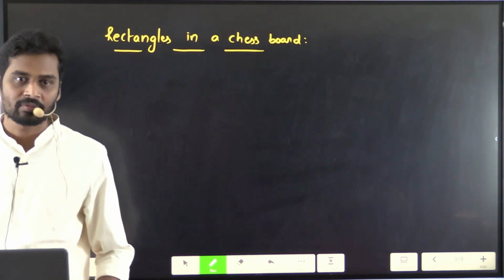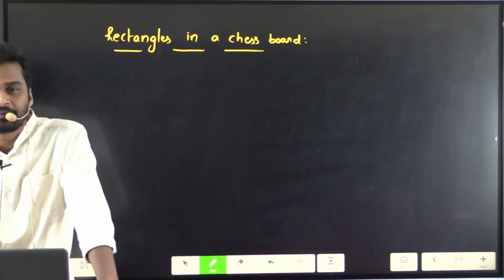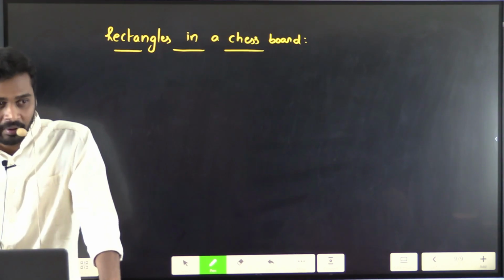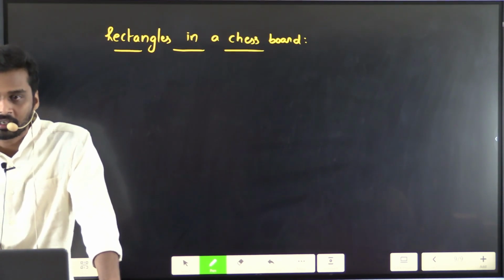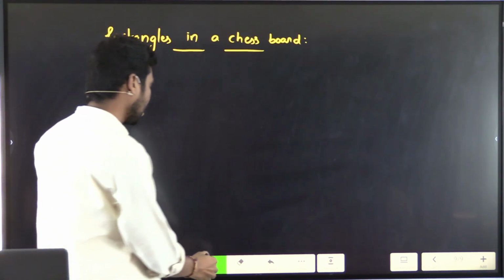Square boxes are 204. So how many horizontal lines do we have in a chessboard? 9. So we actually have 8 boxes. Boxes are 8, but lines are 9. So we have 9 horizontal lines, and similarly how many vertical lines do we have? 9. So the final answer is what?